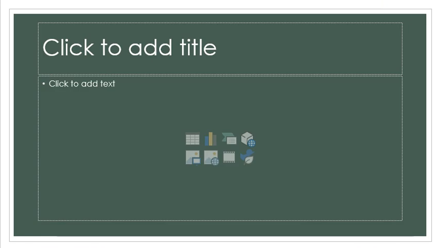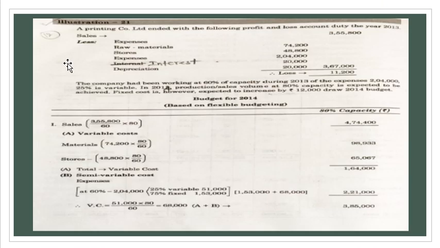The last problem we have is illustration 21. A printing company limited entered the following profit and loss account during the year 2014. Sales is given, which is 3,55,800. Under expenses they have raw materials, which is 74,200, and stores, which is your factory expenses, 48,800.